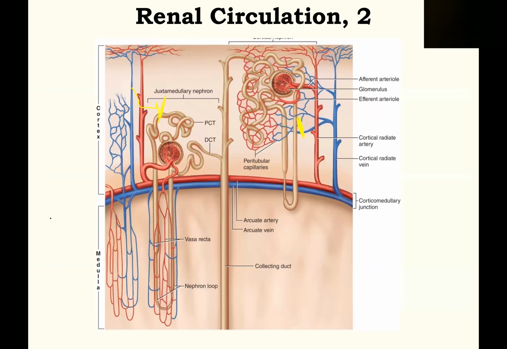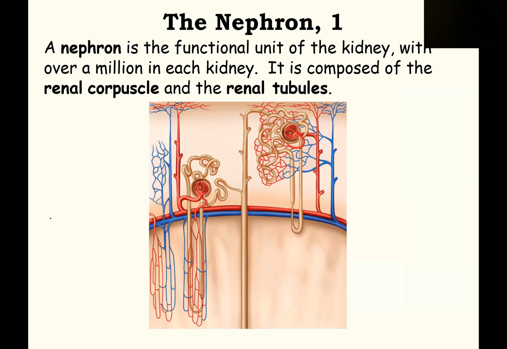So, circulation of blood. All right, like in the lung, you had the alveoli. In the kidney, you have the nephron as the functional unit. Again, you have over a million nephrons in each kidney. It's composed of the renal corpuscle and the renal tubules.